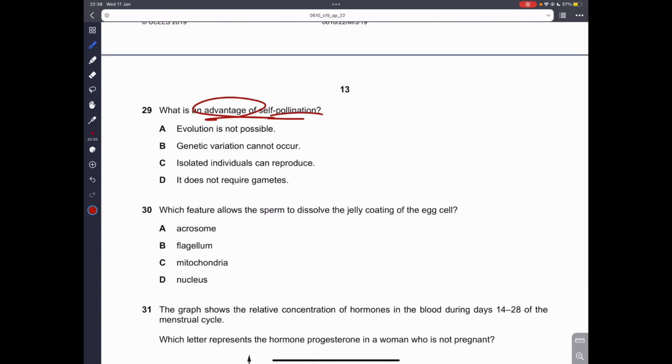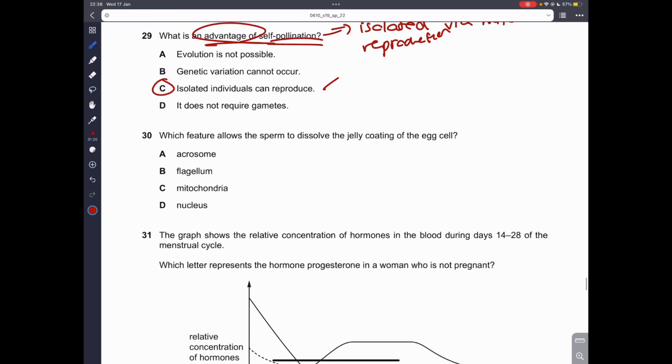29. What is the advantage of self-pollination? Now, a very big advantage of self-pollination is that isolated individuals can reproduce, which means that single parents, single mothers, single fathers can reproduce by themselves via mitosis. Reproduction. So C is the correct answer.